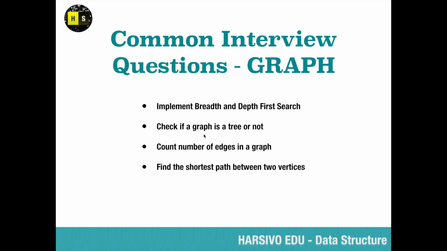And then check if a graph is a tree or not. So a graph can be a tree. We will write an algorithm, a pseudocode, to see if the graph is a tree or not, and then count the number of edges in a graph and find the shortest path between two vertices. So we'll look into all these questions in our upcoming videos in this series.